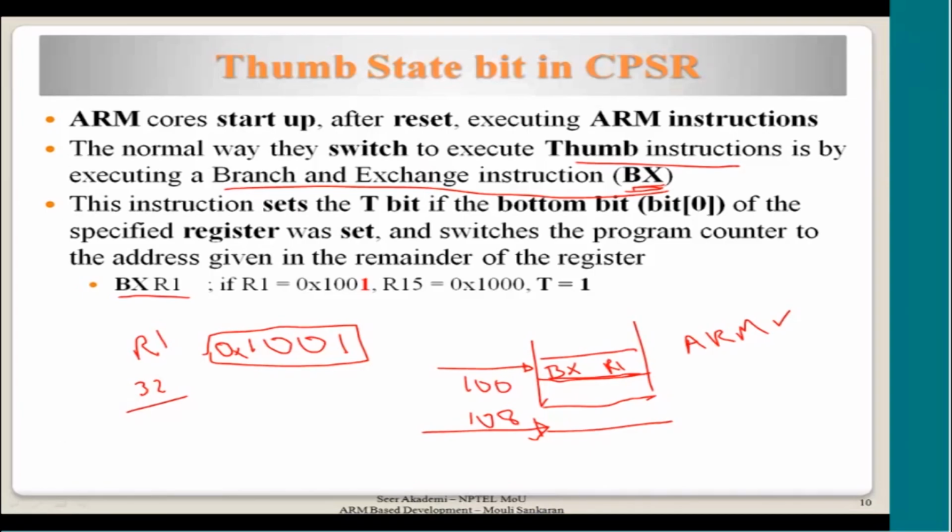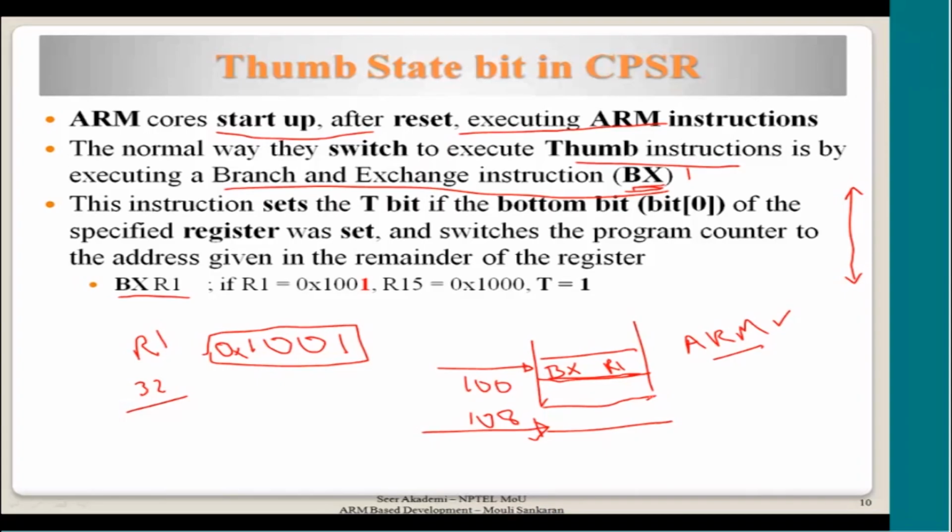So ARM core starts on reset. After the reset, it starts in ARM instruction mode. Okay, and then later on, by executing a branch and exchange instruction, it switches to thumb state. So I am explaining a typical scenario where that exchange or moving from ARM state to thumb state happens.